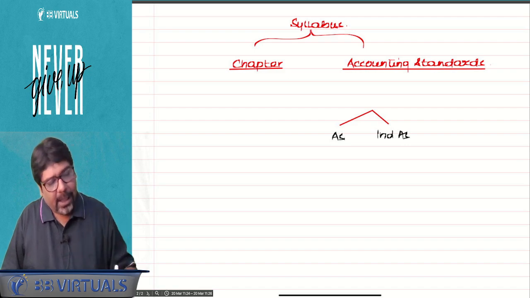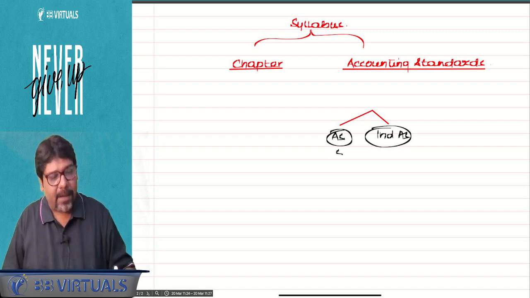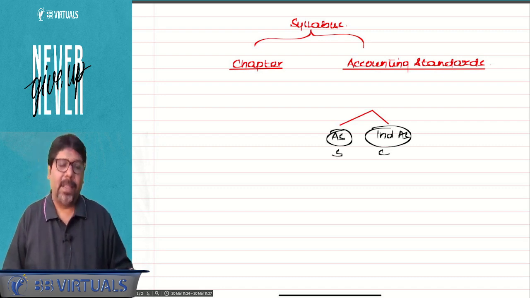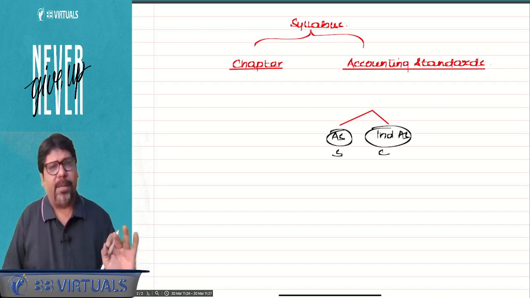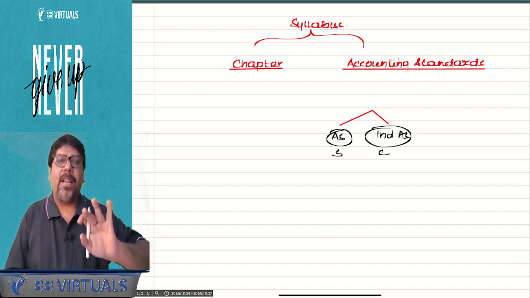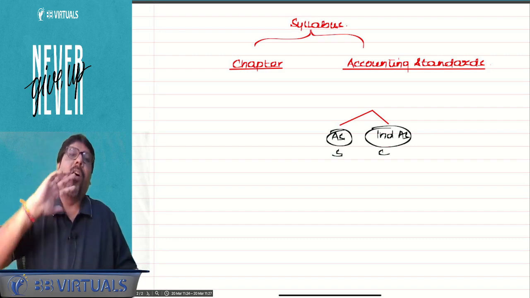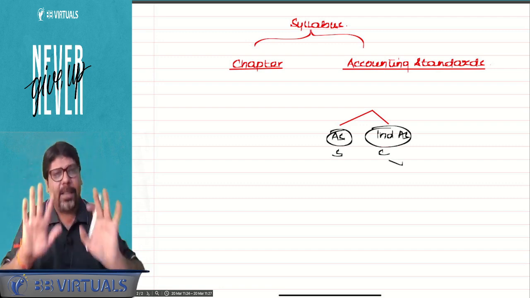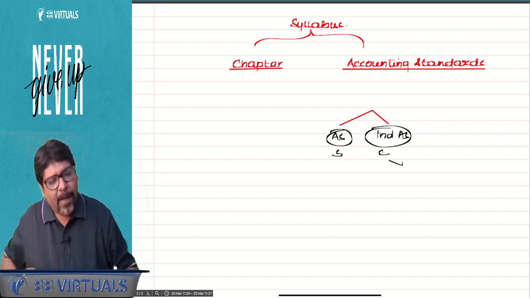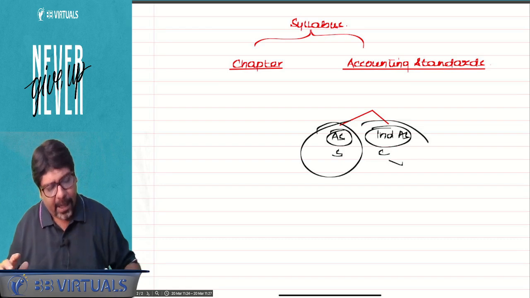Now chartered, what is the difference between AS and Ind AS? AS is comparatively simple. Ind AS is complex. AS is followed by unlisted companies whose net worth is less than 250 crores. If your net worth is 250 crores or you are listed, either one, then you follow Ind AS. So for this level, let's remember: for small companies, we follow AS. For big companies, we follow Ind AS.